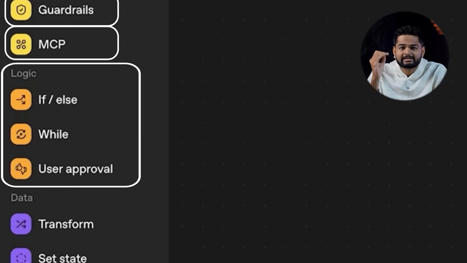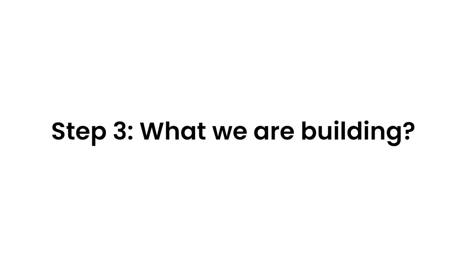approval. This one's really cool. Makes the agent ask you before doing anything. So if you want human in the loop, you just drop this in and the agent will pause and ask, hey, should I do this before executing? Pretty intuitive, right? Step 3, what we're building.